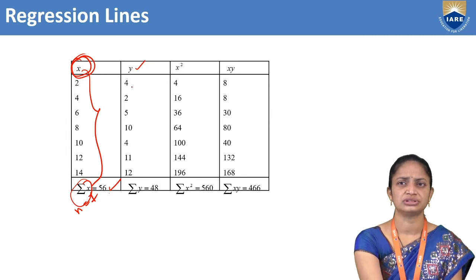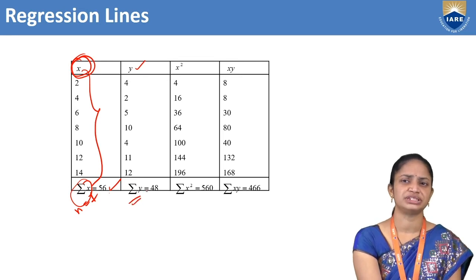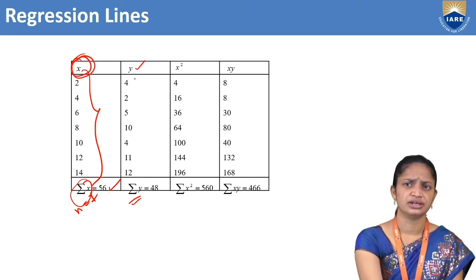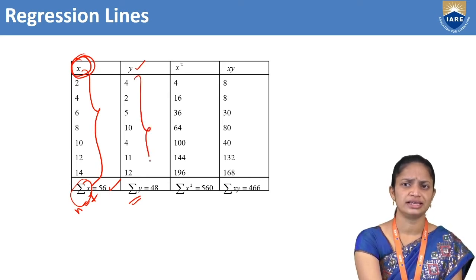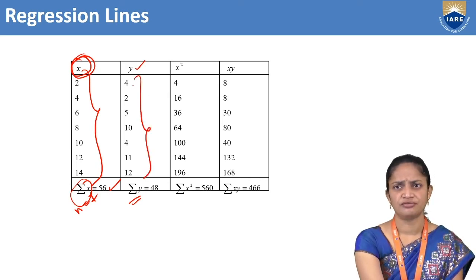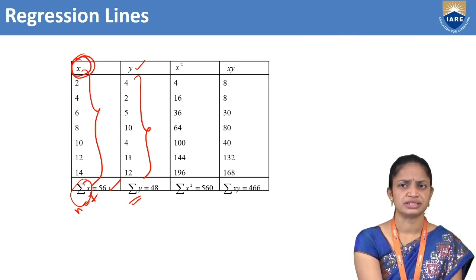Like that, we take the y values from the question. The y values are 4, 2, 5, 10, 4, 11, 12. We need to find summation y, so we add all these values: 4 plus 2 plus 5 plus 10 plus 4 plus 11 plus 12, which is 48. That means summation y equal to 48.